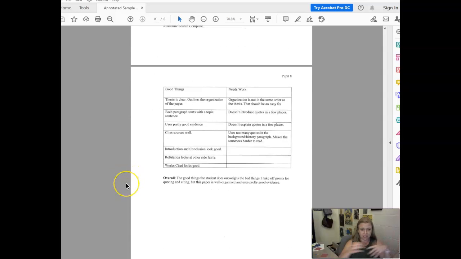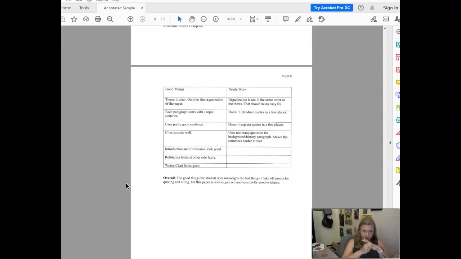So what I went ahead and did was I also put good things and things that need work on this paper. So I thought the thesis was clear. It outlines the organization of the paper. I thought the topic sentences were amazing. I just loved it because I was like, okay, this is exactly where we're going. It uses pretty good evidence. There's one place where I didn't love it. Cites sources pretty well. Doesn't introduce them very well. The introduction and conclusion look good. And I think the refutation looks pretty good as well. It's pretty solid. So the works cited also look good.